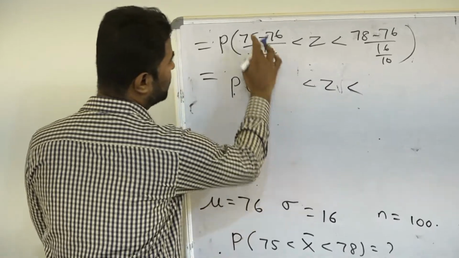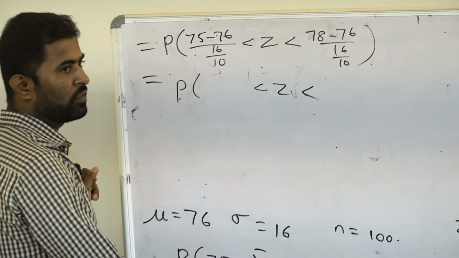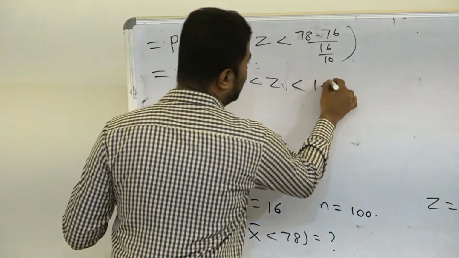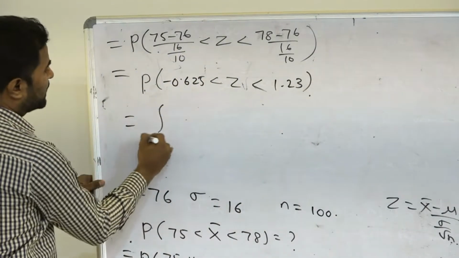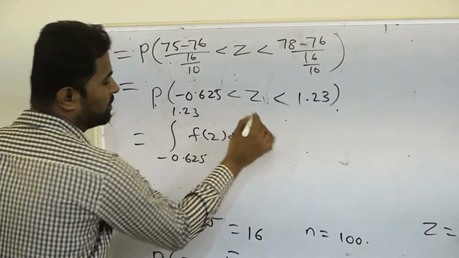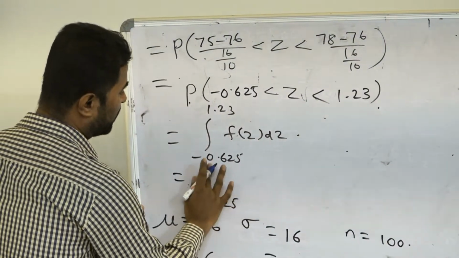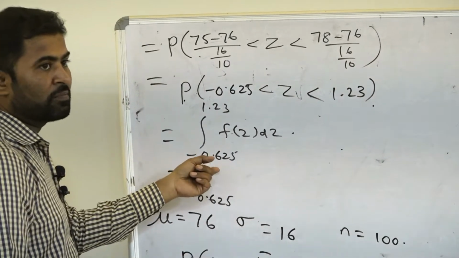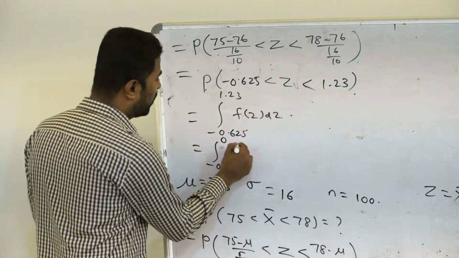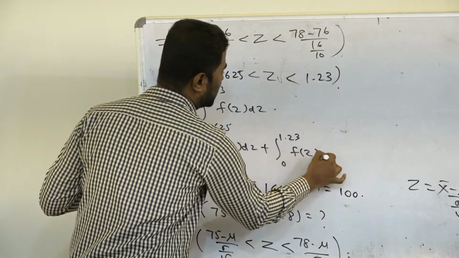So the answer is z between minus 0.625 and 1.23. We can write it as the integral from minus 0.625 to 1.23 of f of z dz, which we have to split: minus 0.625 to 0, plus 0 to 1.23 of f of z dz.